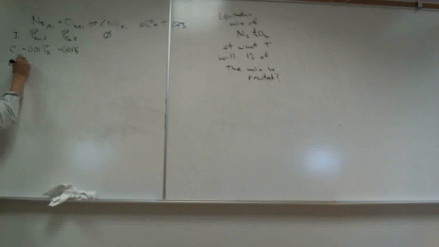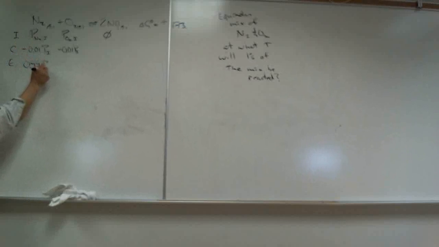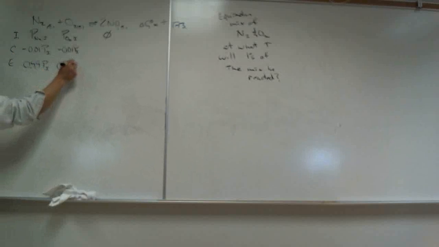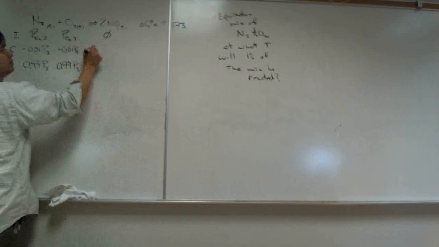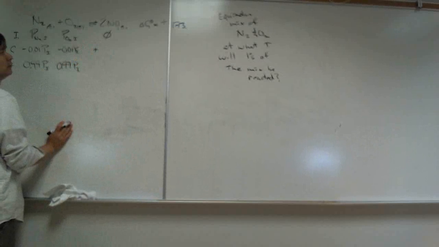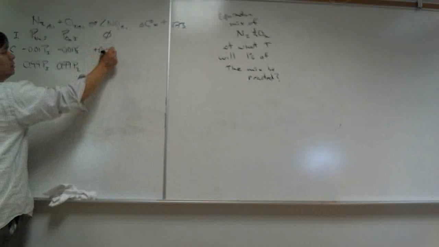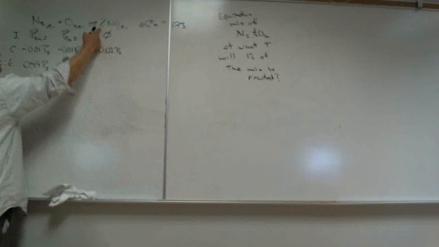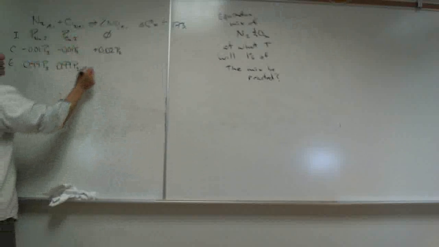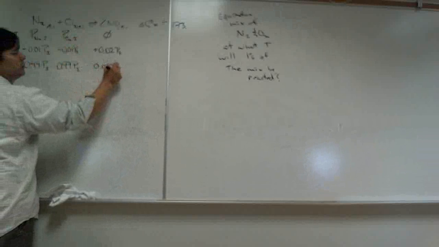And therefore at equilibrium, I could just do this: 1 minus 0.01 gives me 0.99 P initial, so 99% remains. And 0.99 P initial for the other reactant. And over here, this is going to be plus, actually 2 times 0.01 P initial, because we form twice as much. Down here, we'll get 0.02 P initial.